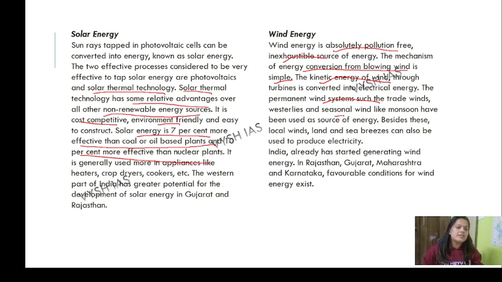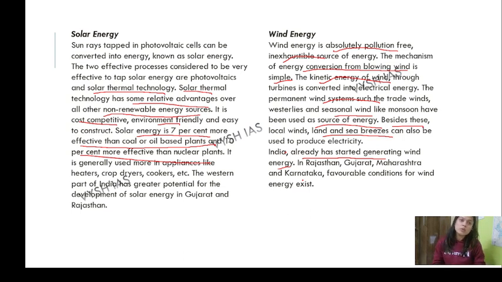Trade winds, westerlies and seasonal winds like the monsoon have been used as a source of energy. Besides these, local winds, land and sea breezes can also be used to produce electricity. India has already started generating wind energy. In Rajasthan, Gujarat, Maharashtra and Karnataka, favorable conditions for wind energy exist.